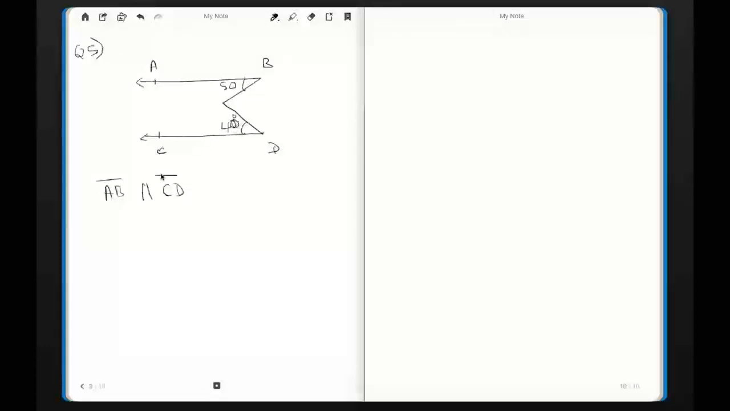Now what is asked? What is angle BOD? That's the question. How can I solve this problem? What I can do is draw another parallel line like this. This is O here, and I can draw another parallel line here. Let us call it EF.